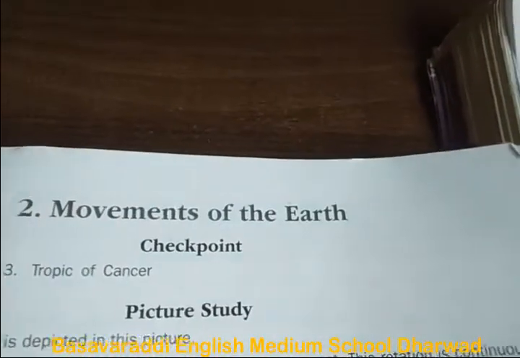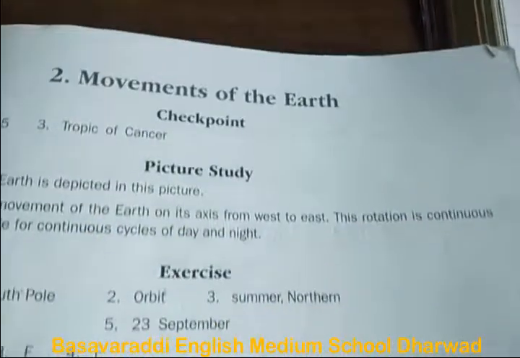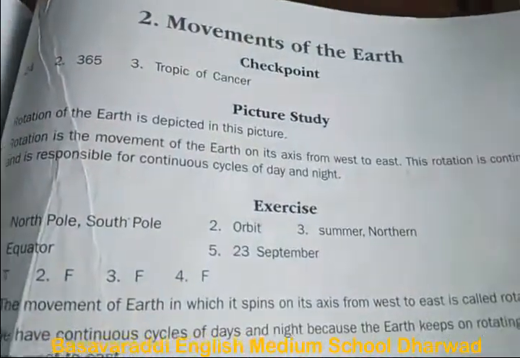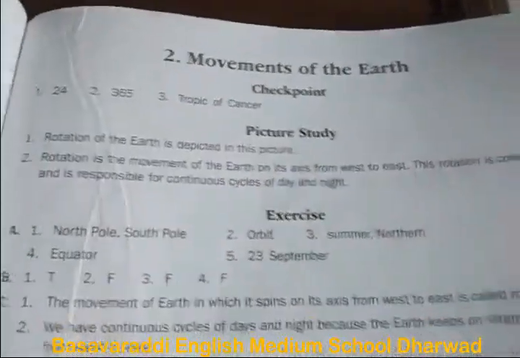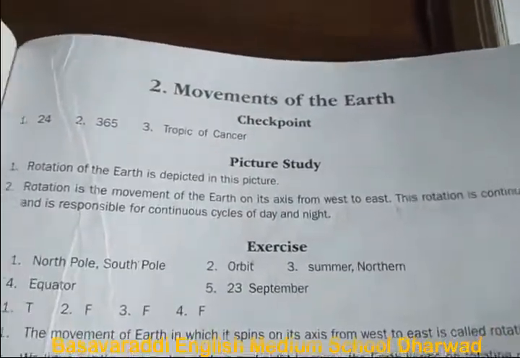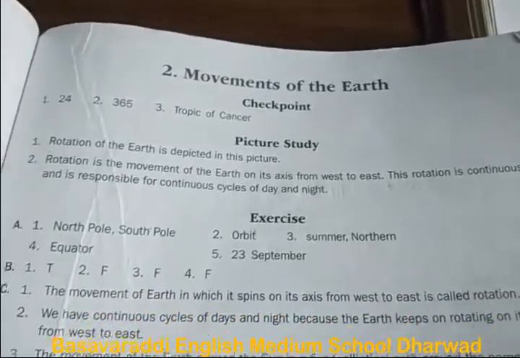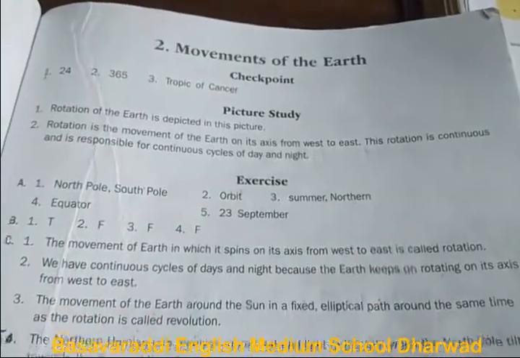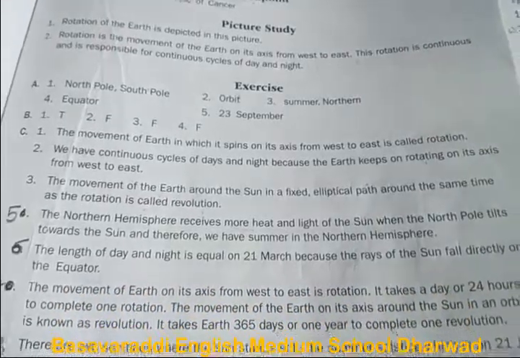Okay, all the exercise questions are completed from which lesson? Which lesson, children? Earth and its movements, or movements of the Earth. Earth and its movements. We have completed the exercise part.